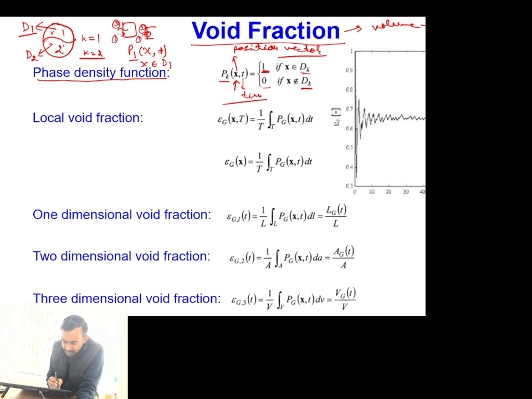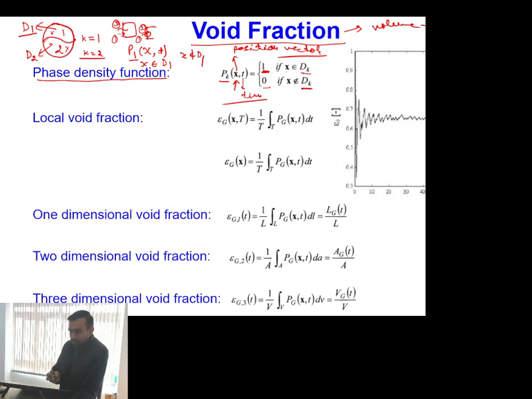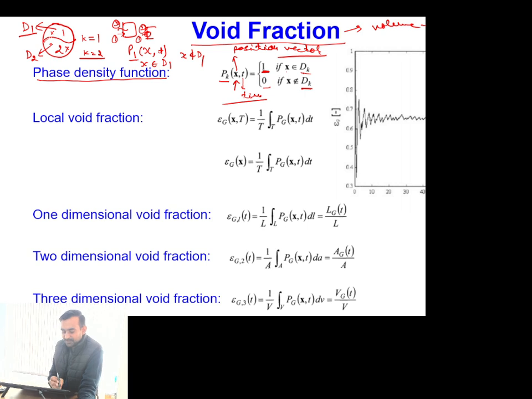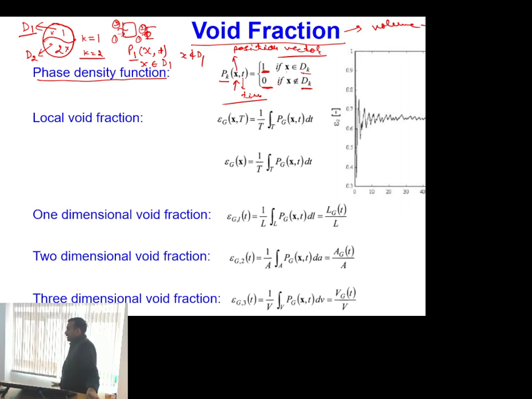And if your position vector does not belong to d1, it means your position vector is somewhere here. Here there is no fluid 1 present, so corresponding to that, the value of the phase density function should be 0. Are you clear with this point?